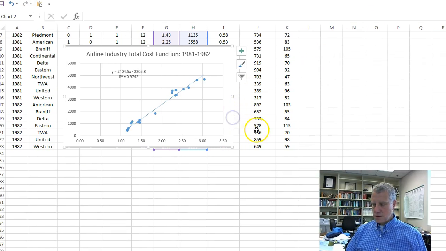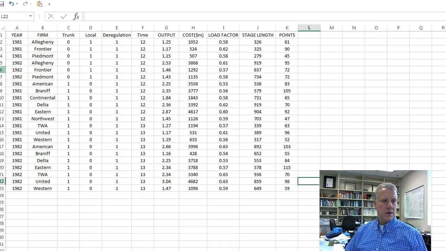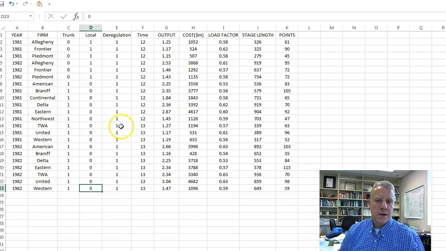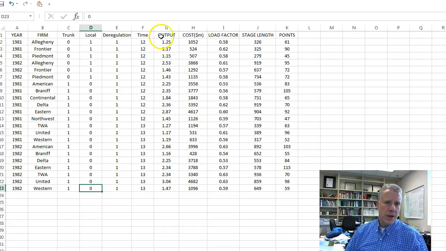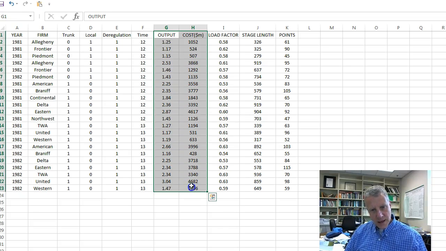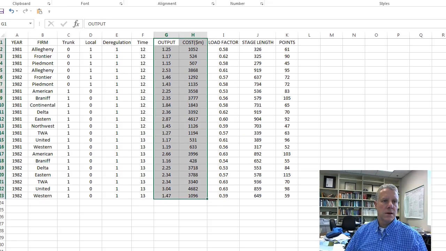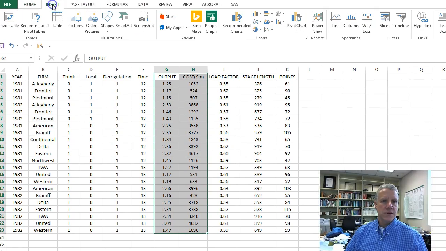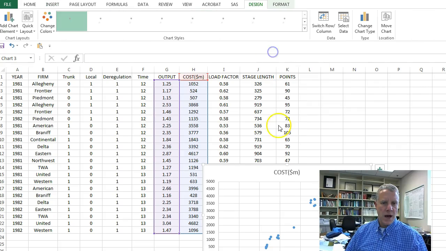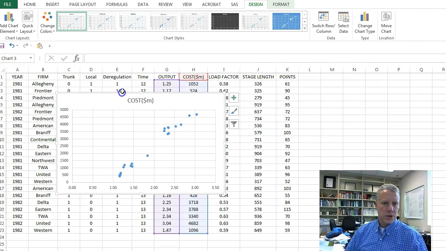So we're going to take a look and see how this works. Let's say you've got 1981 and 1982 as the years you're looking at for all of the airlines in the study. We've got trunk and local airlines. I purposely put output in a column right in front of cost. If you highlight those and click on Insert, then click on the scatter plot for charts and the one with just dots, you get a picture of the data, and on the vertical axis is cost and on the horizontal axis is output.